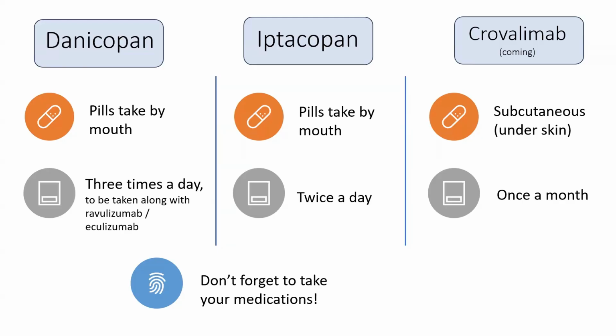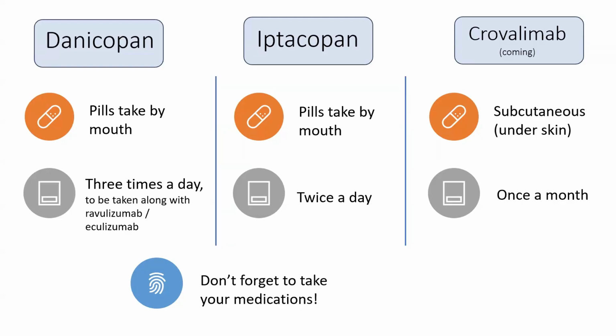So with these newer therapies, it's very important to have that discussion with your hematologist about, am I meeting the target with eculizumab, ravulizumab? Are we where we need to be? If we're not where we need to be, is there an alternative, and which alternative is best for me, looking at administration, side effects, efficacy and all that. And then coming down the pipeline, like really, really soon, is crovalimab.